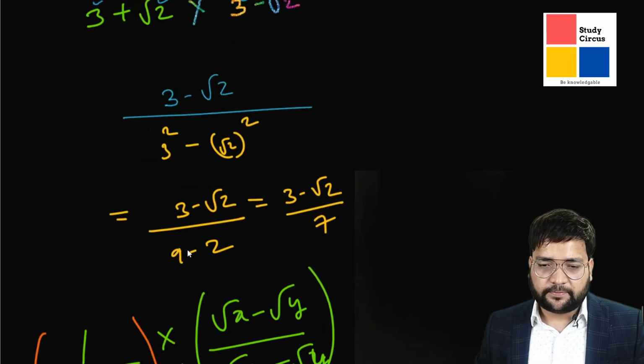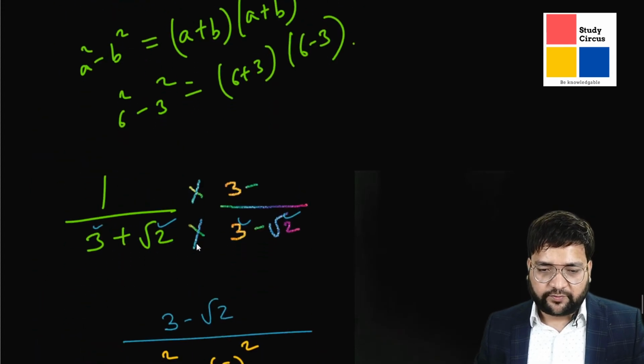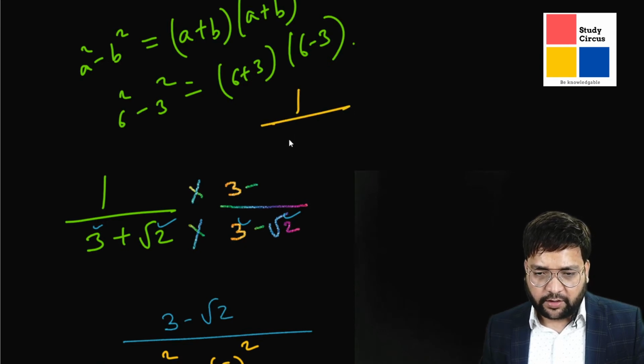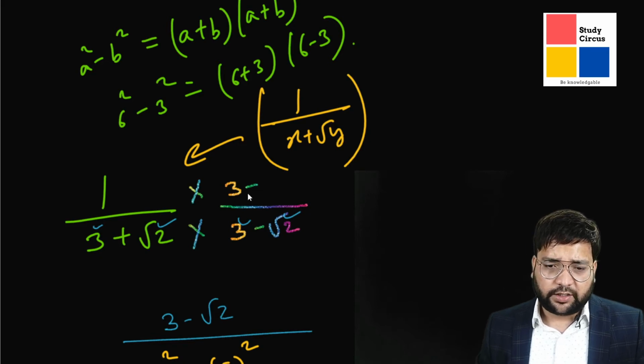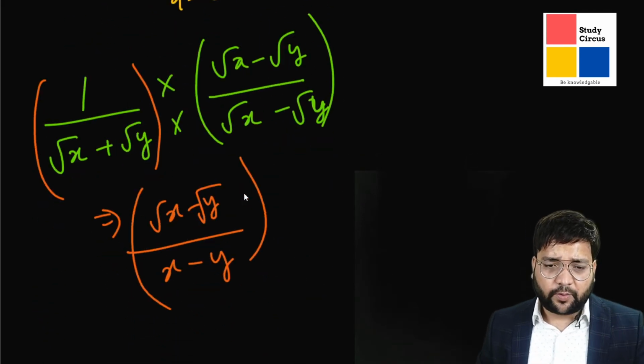For example, the earlier example was of the form 1 upon x plus root y, where x is 3 and y is 2. This is root y, root 2, correct? It can be in this form also.